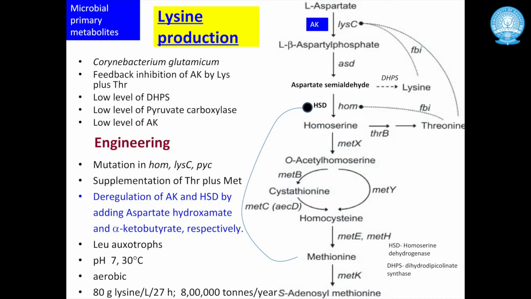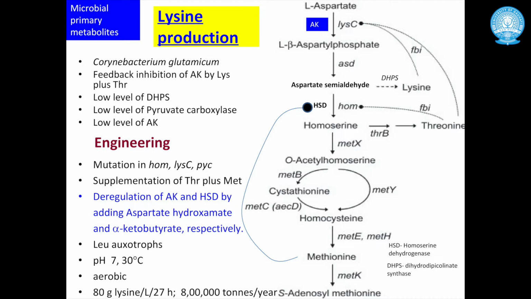Take a leucine auxotroph and mutate it to increase the expression level of hom, lysC and pyc genes. Remember, these genes are important for the production of lysine, and in the wild strain of Corynebacterium glutamicum, these genes are expressed at a very low level. So by inducing mutation in these genes, we are able to increase their expression; of course, there are reports of increased expression of these genes. So in the leucine auxotroph, we are mutating these genes in order to increase their expression level.